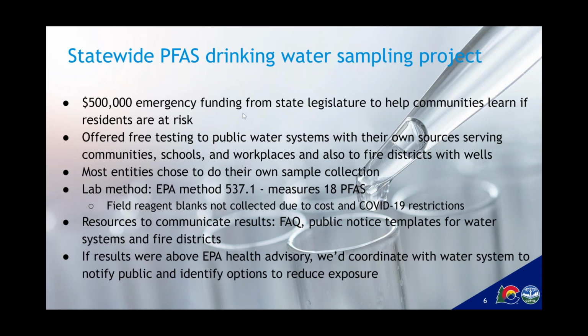The other interesting thing, in a questionnaire to all the systems, when we were letting folks know about this free sampling, most entities chose to do their own sample collection. And there was a choice in there whether they wanted contractor support for sampling. So this was something we didn't know what they would decide. Actually, it worked out really well, because we started doing sample collection probably in about March, right as COVID-19 ramped up. And because it was emergency funding, we essentially had 6 months to complete the project and get results back. And we had to do it in the middle of COVID and a lot of restrictions going on.